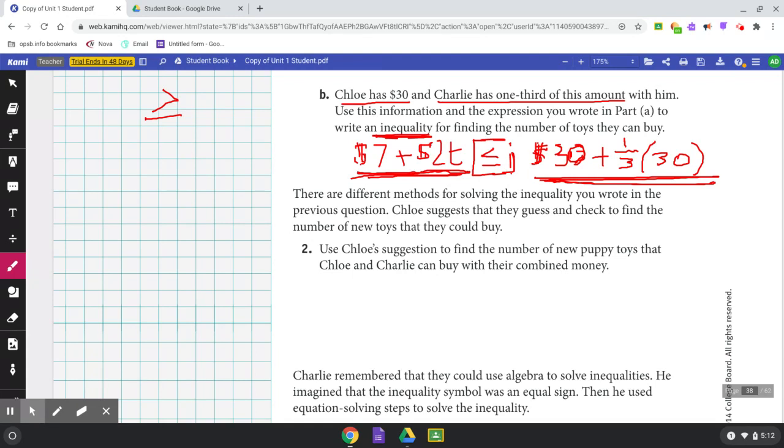Let's just substitute in 1 for T into the inequality and do 7 plus 2 times 1 and see if that's less than or equal to that amount. And then if it's less than, let's substitute in 2. And if that's less than, let's substitute in 3 until we get a value that is greater than 30 plus 1/3 of 30. So I want you to pause the video and see if you can figure that out.